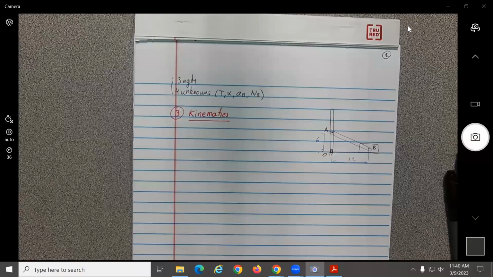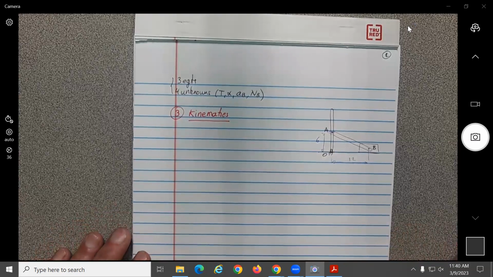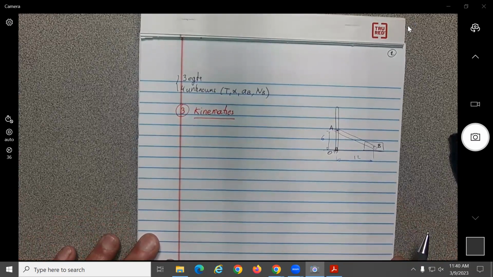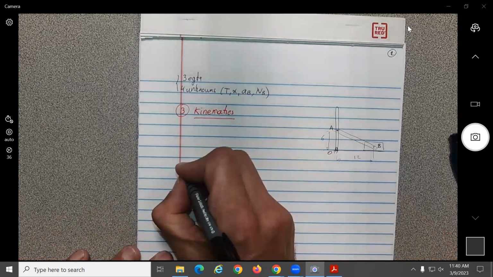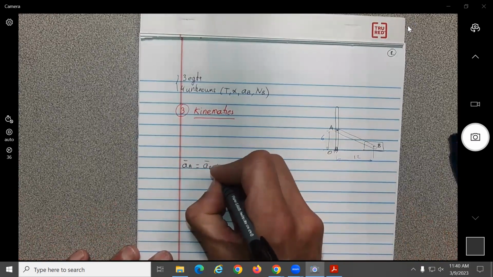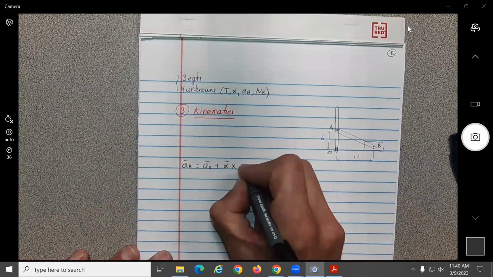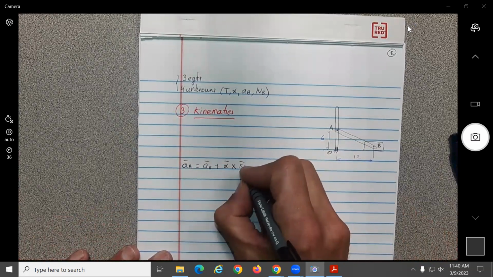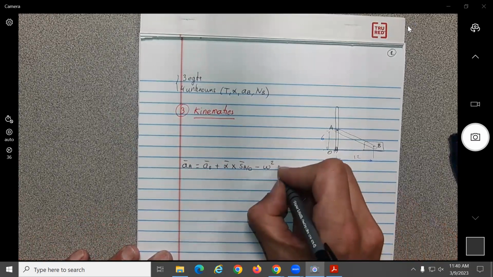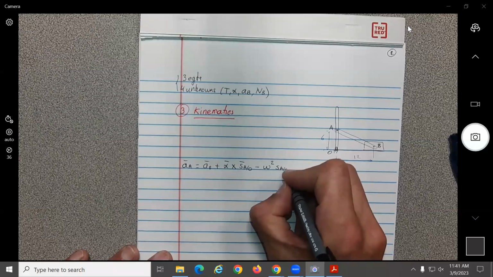Okay, so as we're discussing, the strategy, Jan, is to find a relation between the accelerations. So let's try to find the acceleration of point A from point O and point B. Acceleration of point A from point O will be acceleration of O plus alpha cross r of A with respect to O minus omega squared r of A with respect to O.